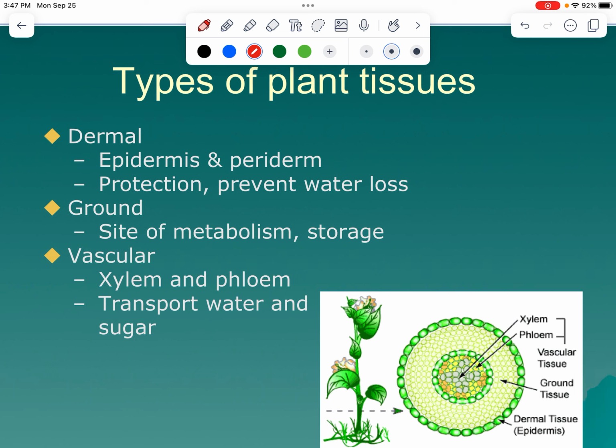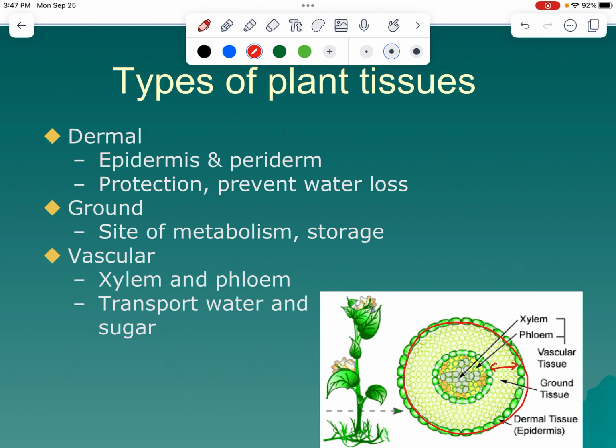Plants have 3 different layers of tissues: dermal, ground, and vascular. Let's talk about the role of each. The dermal tissue refers to the outermost layer that's shown in this picture, and their role is to protect the plant from external damages and also preventing water loss.